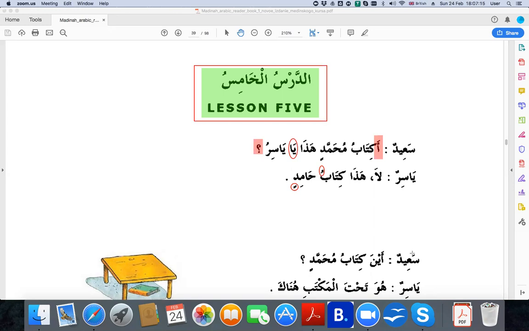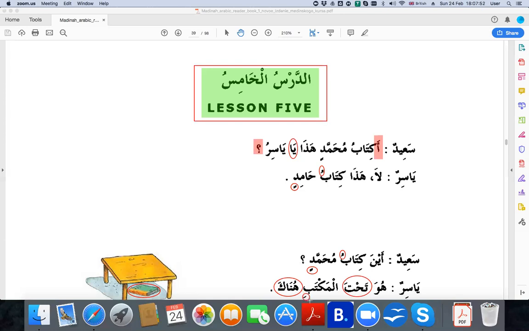So Sa'id will ask again, Aina kitabu Muhammadin? Yasir answers: huwa tahta al-maktab hunak, tahta. We have a new word here, below, underneath. The book is under the desk. Hunak means over there. Huwa tahta al-maktab hunak.